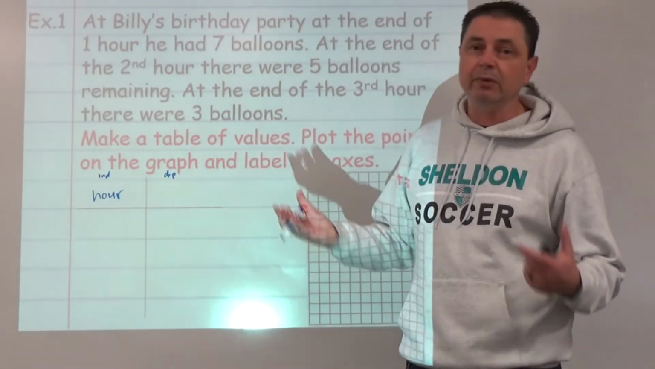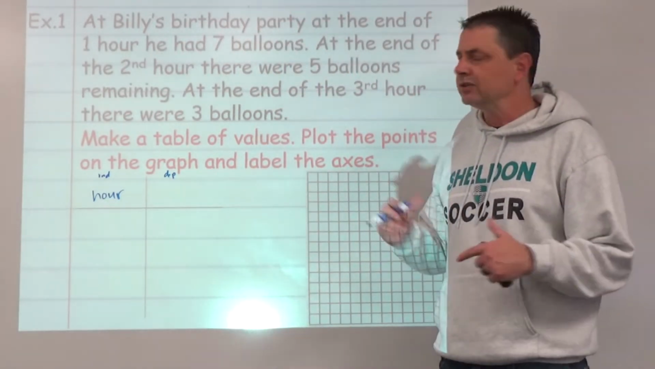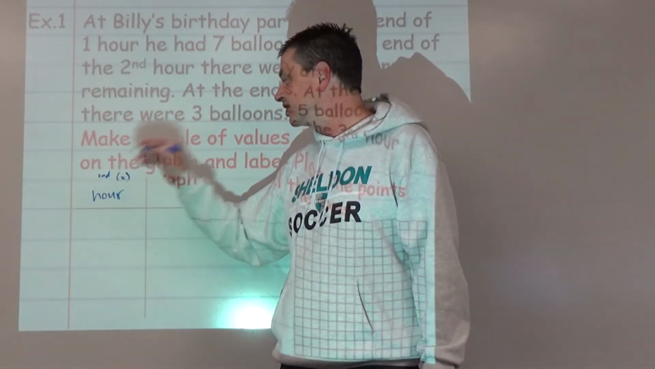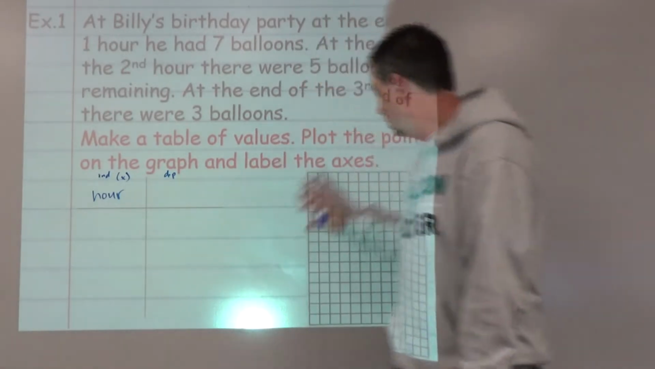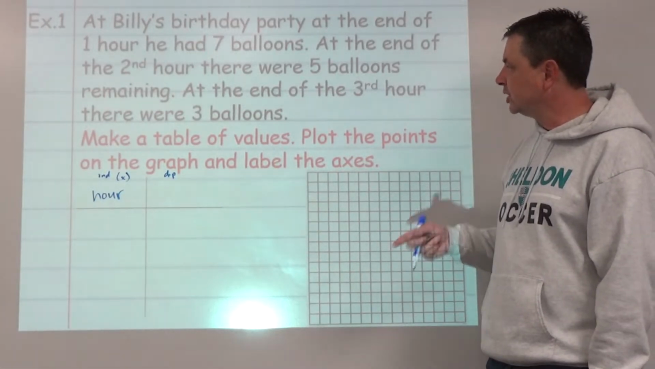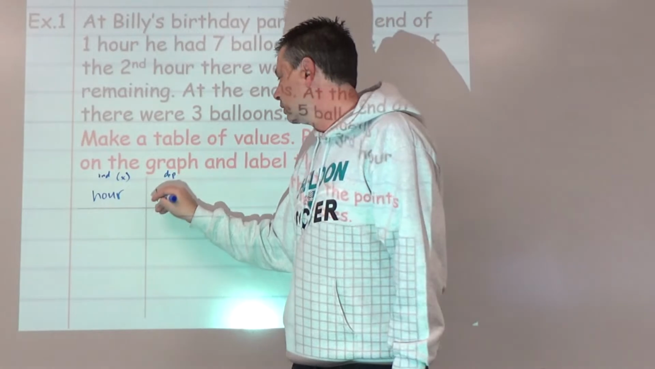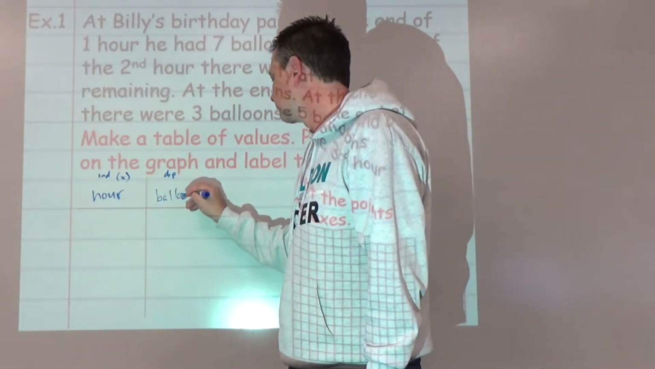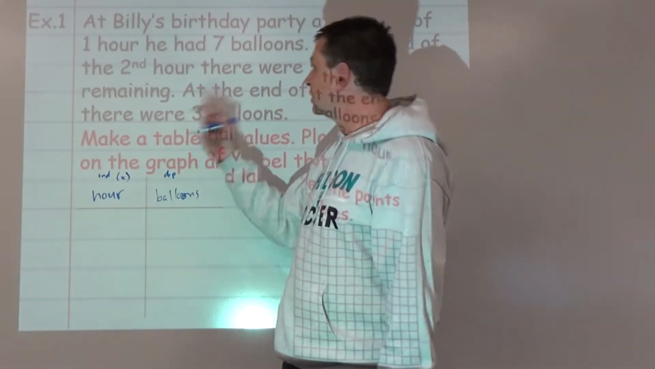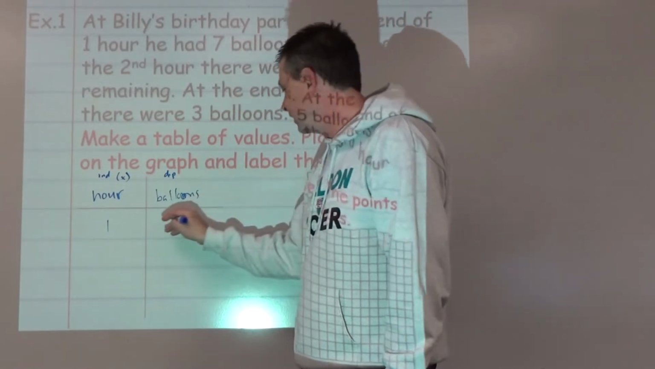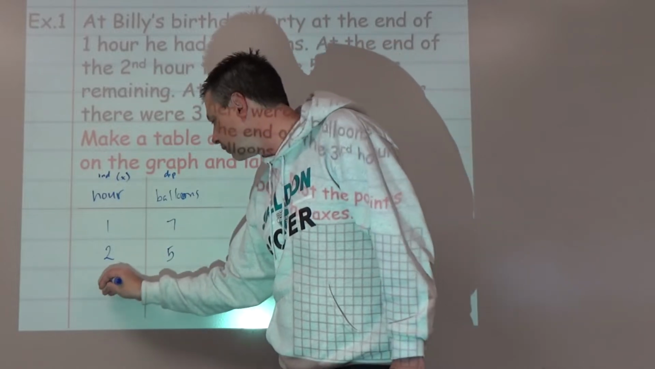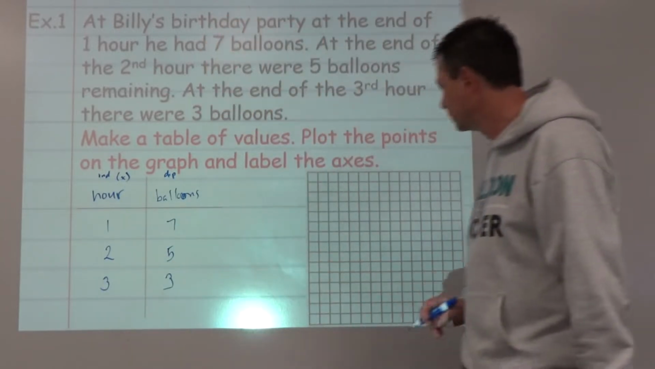And if time is one of the quantities in your problem, I would say almost with a certainty that's going to be on the left side, your independent, which is acting as our x variable when we graph it in the coordinate plane. So the hour is changing. Also, balloons are changing. So our count of balloons depends on the hour that it is. And we would say at 1 hour, 7 balloons. At 2 hours, 5 balloons. At 3 hours, 3 balloons.